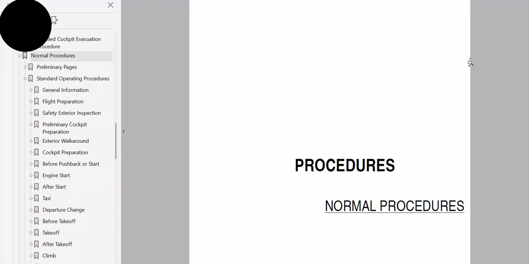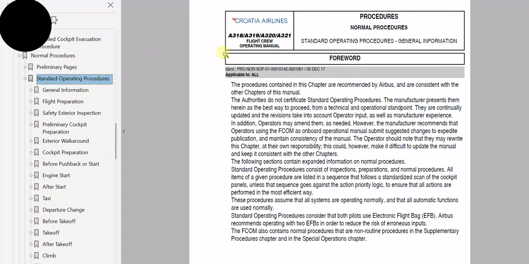To help during this presentation we will use officially published Airbus documents: FCOM, FCTM, QRH. When we open the FCOM, you can see here under the chapter Normal Procedures, Standard Operating Procedures. Here in the Standard Operating Procedure chapter, you can find some different subchapters divided by the phases of the flight.